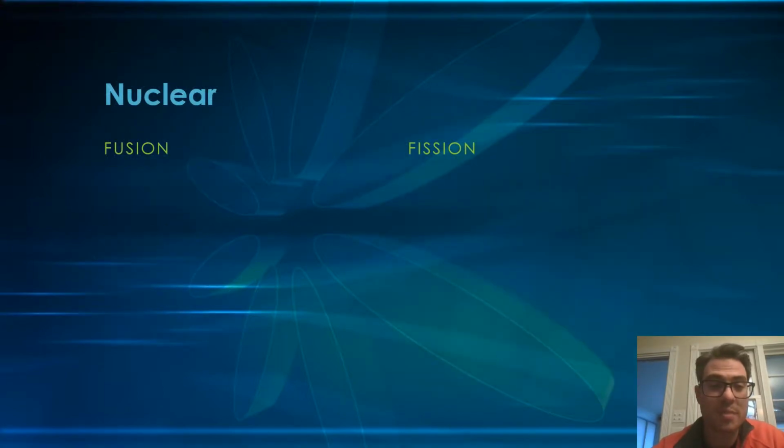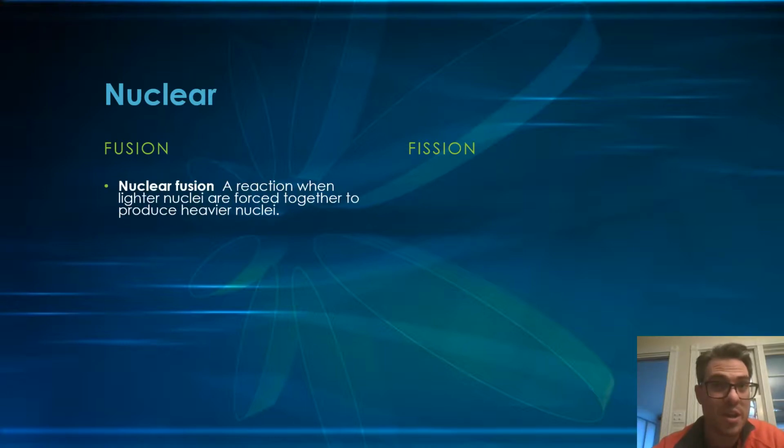There are two types of nuclear energy, and I wanted to very briefly discuss each of the two types just in case you hear them, so you understand the distinction between the two. It's nuclear fusion and nuclear fission. Nuclear fusion is the type of nuclear reaction that actually takes place in our sun. It's a reaction where lighter nuclei are forced together to produce heavier nuclei.